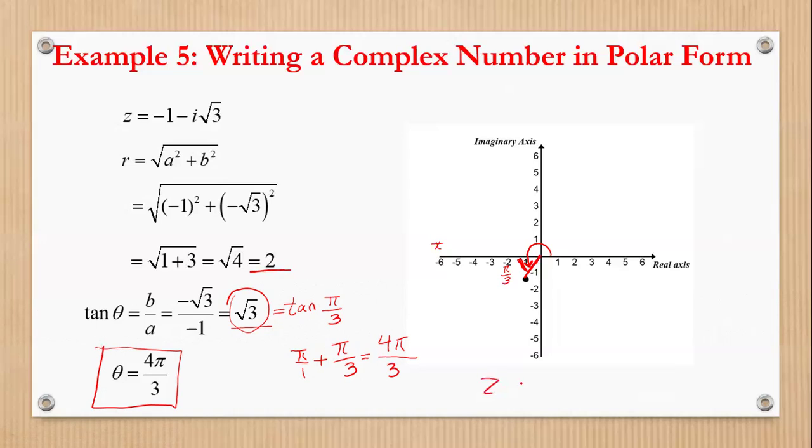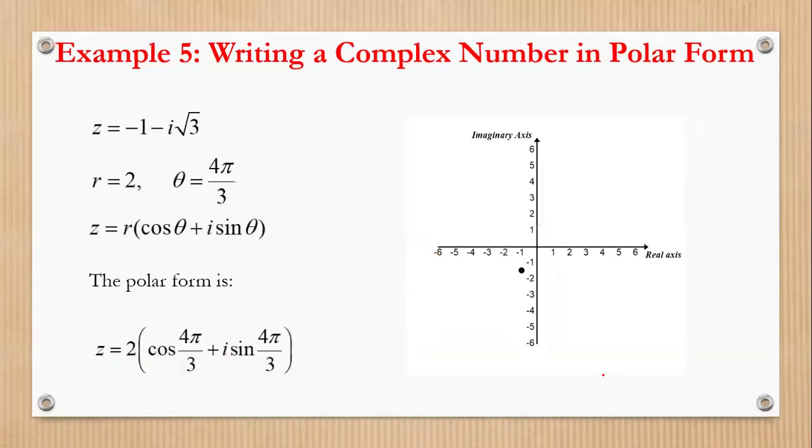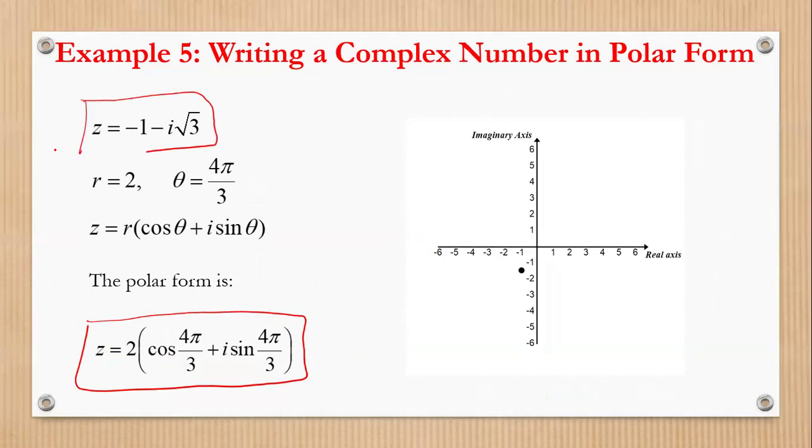And after finding r and theta, now we can rewrite the number in polar form by using this formula, r times cosine theta plus i sine theta. We can multiply r by the two terms, or we can keep it outside the parentheses. It doesn't matter. So r is 2, theta is 4 pi over 3. So now I have that answer in polar form. So this is the point in the complex plane, and now I have it in polar coordinates.